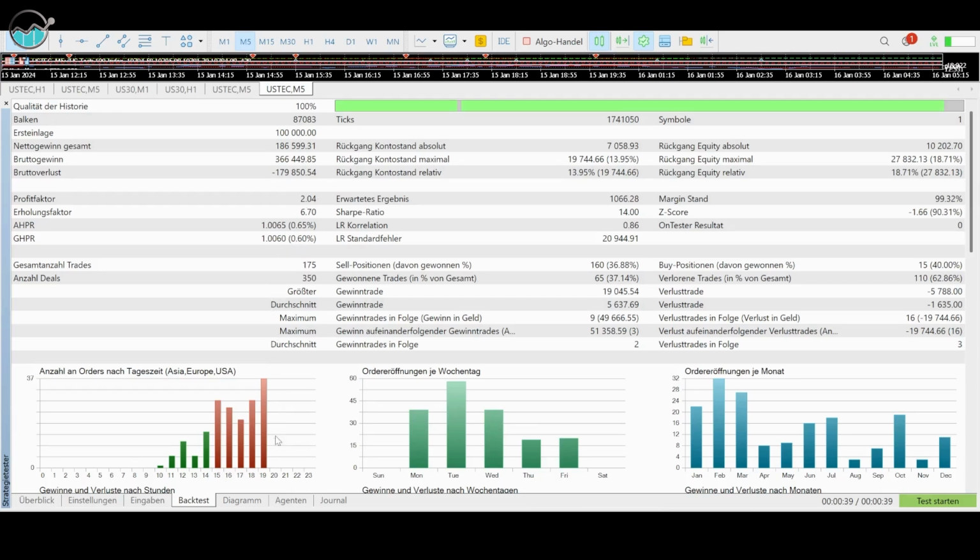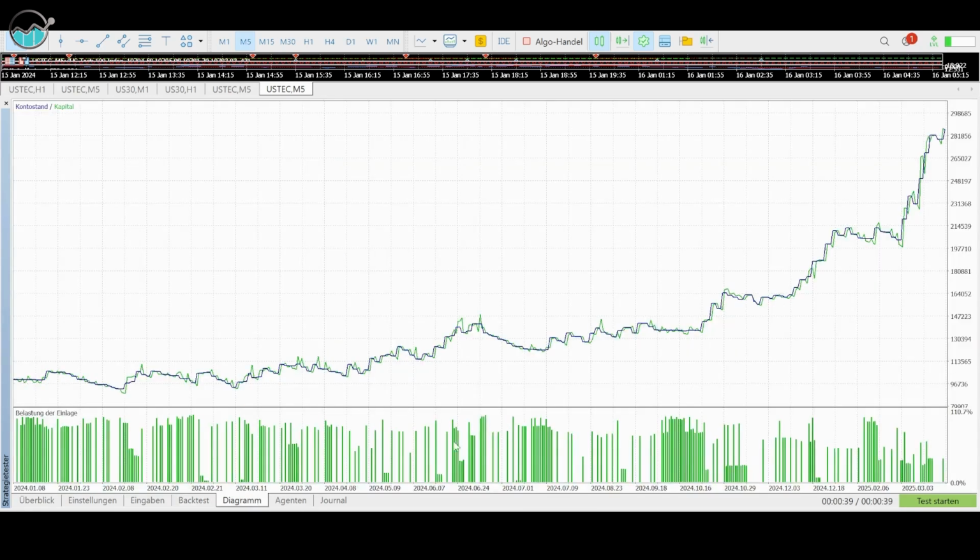The average hit rate was about 37%, which is fully sufficient due to the CRV of 1 to 3. The largest winning trade generated over $19,000, while the largest loss was minus $5,788. The equity curve speaks for itself.